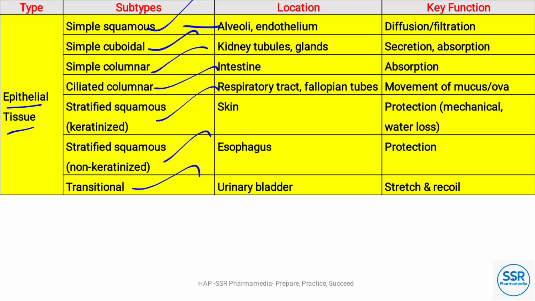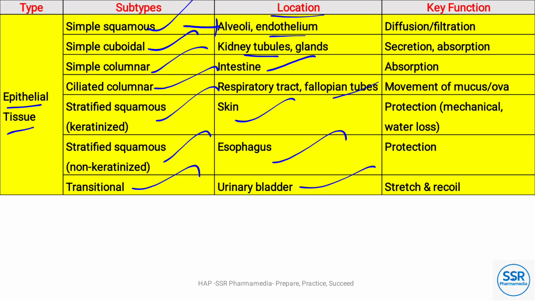Simple squamous epithelial tissue is present in the alveoli and endothelium. Simple cuboidal epithelial tissue is present in kidney tubules and glands. Simple columnar epithelial tissue is present in the intestine. Ciliated columnar epithelial tissue is present in the respiratory tract and fallopian tubes. Keratinized stratified squamous epithelial tissue is present in skin. Non-keratinized stratified squamous epithelial tissue is present in the esophagus. Transitional epithelial tissue is present in the urinary bladder.